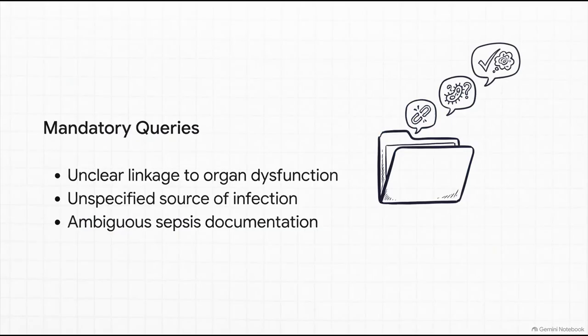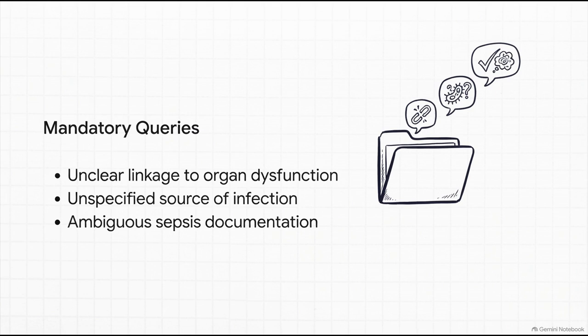Because this linkage rule is so incredibly strict, we have to be extremely vigilant. If a practitioner's documentation is even slightly ambiguous regarding this linkage, a physician query is absolutely mandatory. You have to query the provider if it's unclear whether the organ dysfunction is actually due to the sepsis or some other condition.